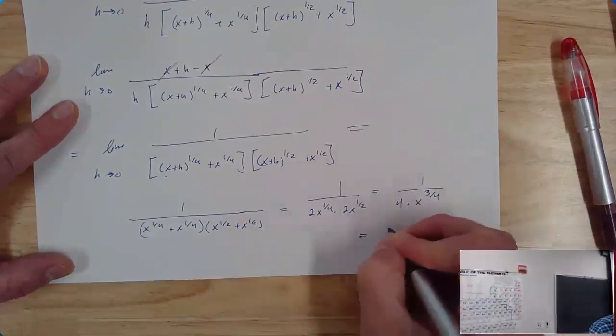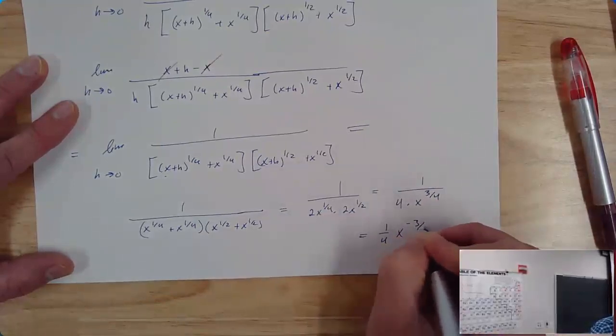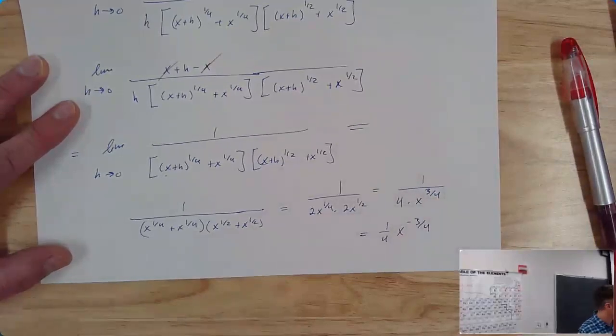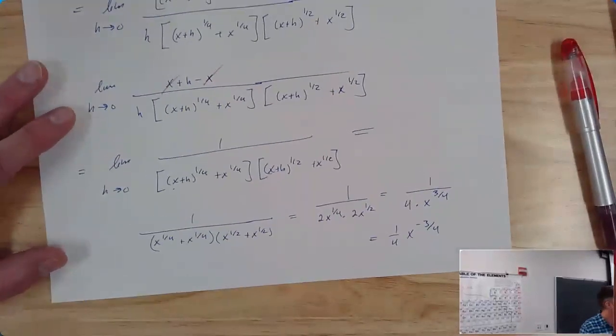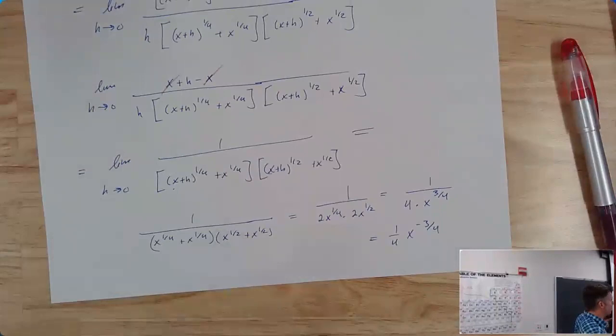And that is exactly 1/4 x to the negative 3/4 power, as it should be if you're taking the derivative of x to the 1/4 using the power rule. So it works. It's a giant pain, but it works. So that's why we use the power rule, right? Because you don't want to do this over and over again.